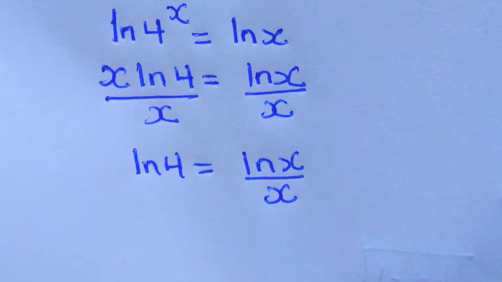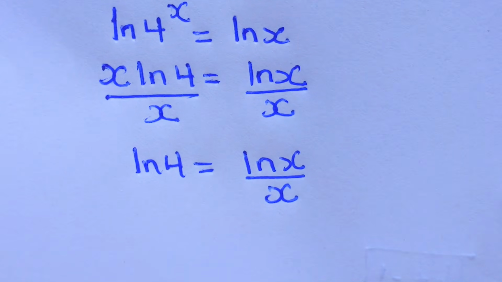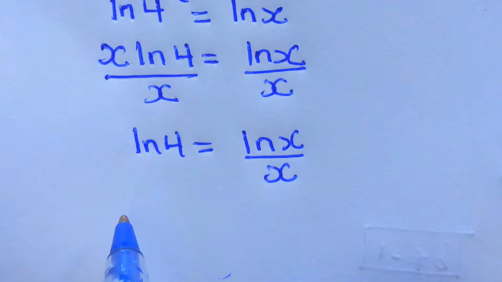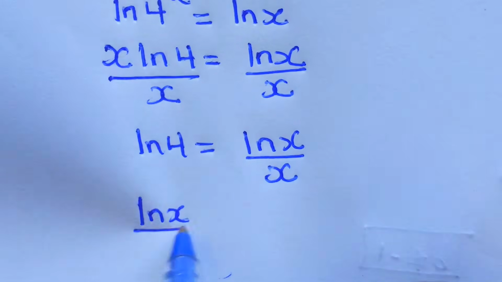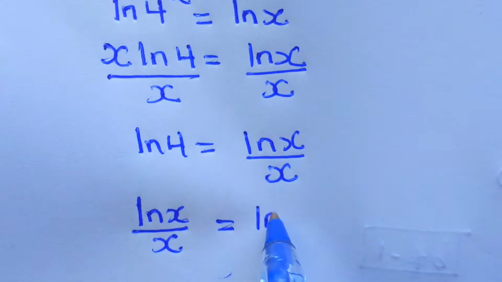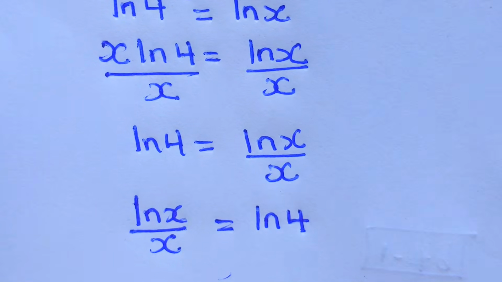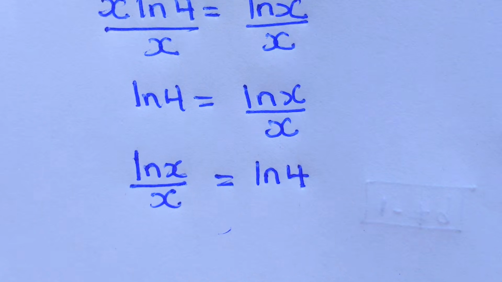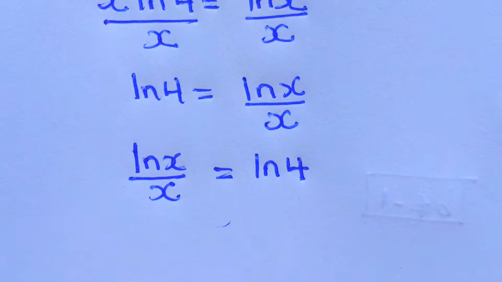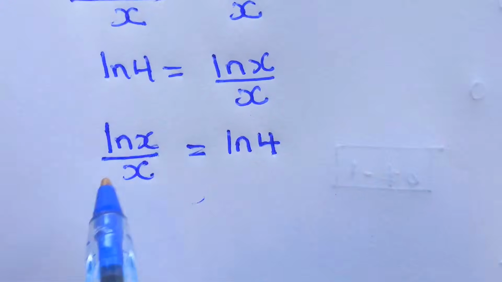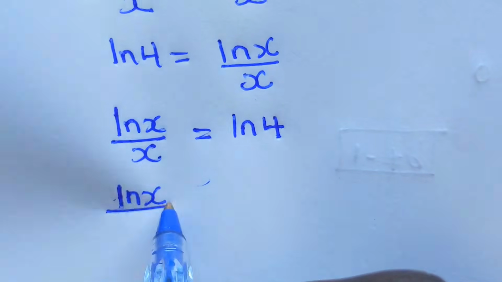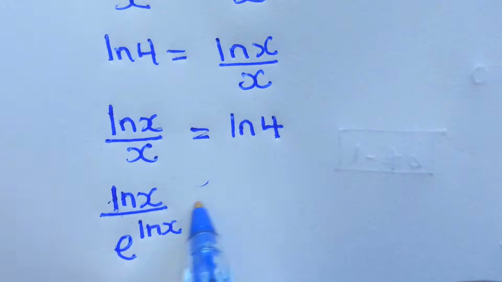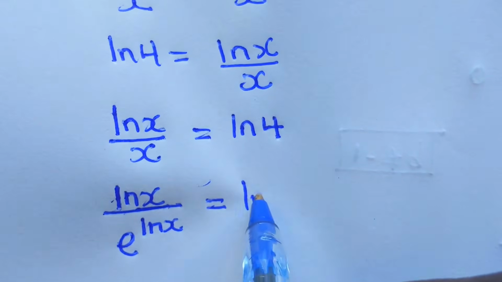Now what can we do right here? Of course, as we have ln, we can interchange them to get ln x over x equal to ln 4. Now this is what we have right here. What can we do from here? We can see we have ln x here, and this 1/x can be e^(-ln x), which equals ln 4.